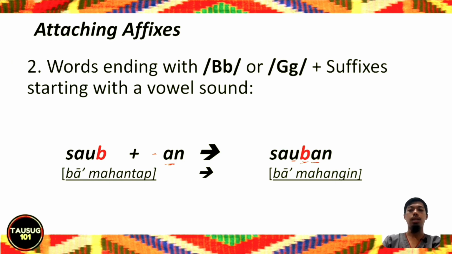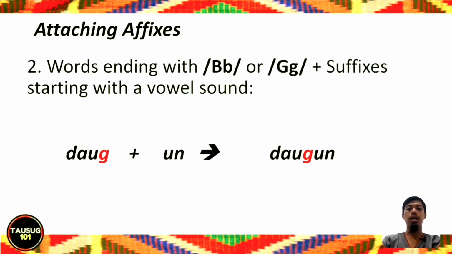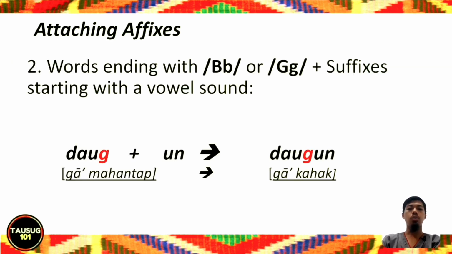Okay, sauwan. Same with the letter ga, daug. It assumes the Gā Mahantap sound because it is at the end of the word. But when we attach the suffix un, which starts with a vowel sound, it now sounds like daugun. We now pronounce this as daugun. The ga now assumes the Gā Kahak sound because it is in between two vowel sounds. Daugun, and not daugun. Okay?